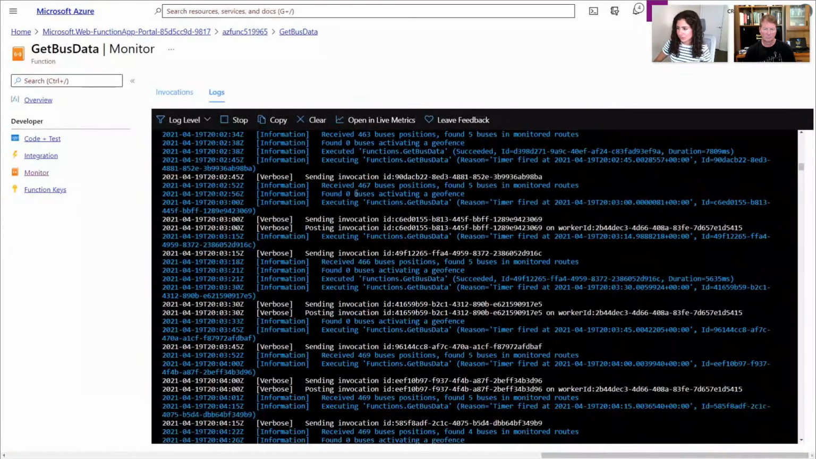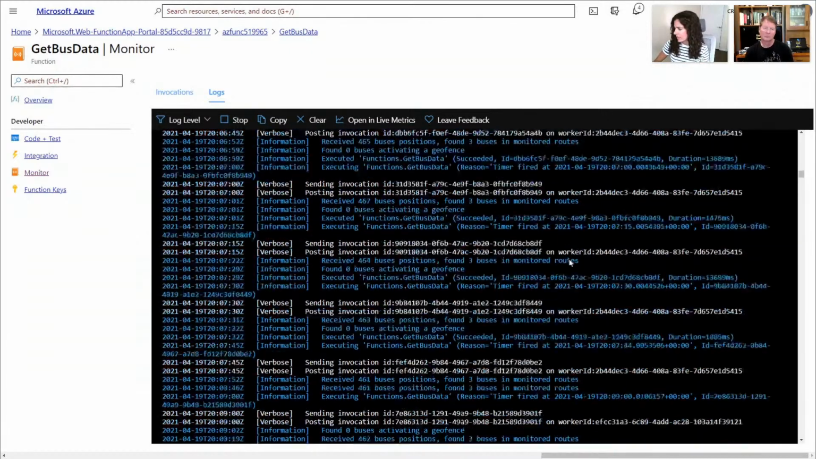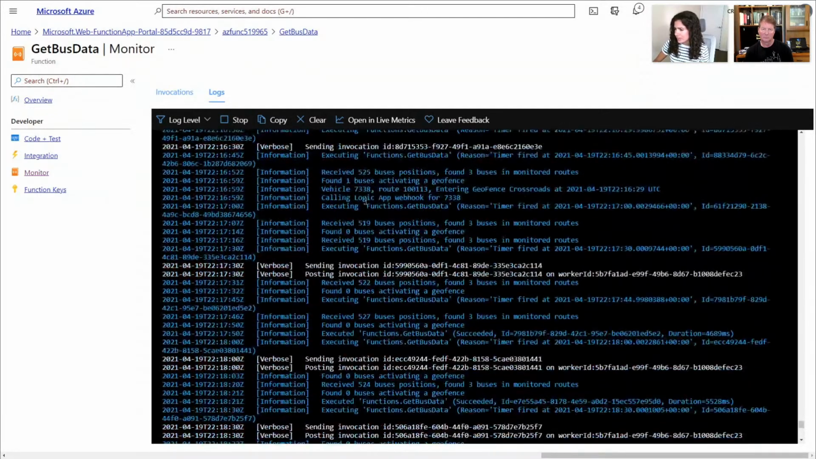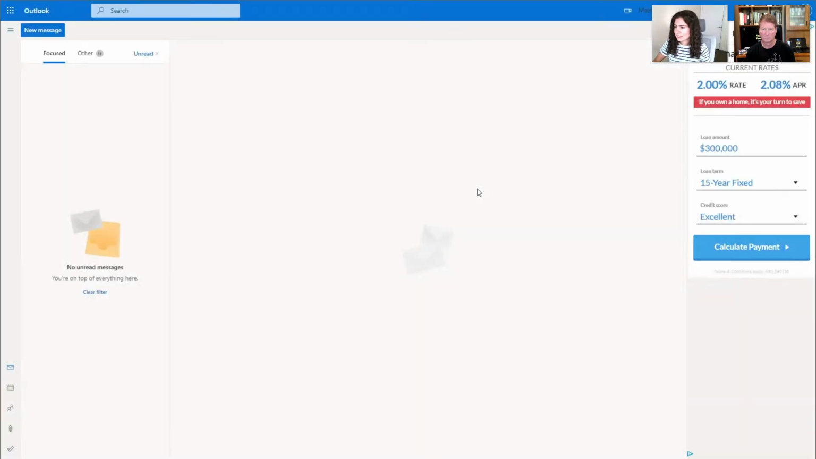And then I also have this Azure function, which is doing all of that stuff for me. For example, it's seeing, okay, we have 466 buses, but only 5 of them are on the route that you actually care about. So that's great. This has been running for a while. Here's a good example. If one is entering or exiting a geofence, we're going to call a logic app giving that information about the vehicle and the route and whether or not it's entering or exiting that geofence.